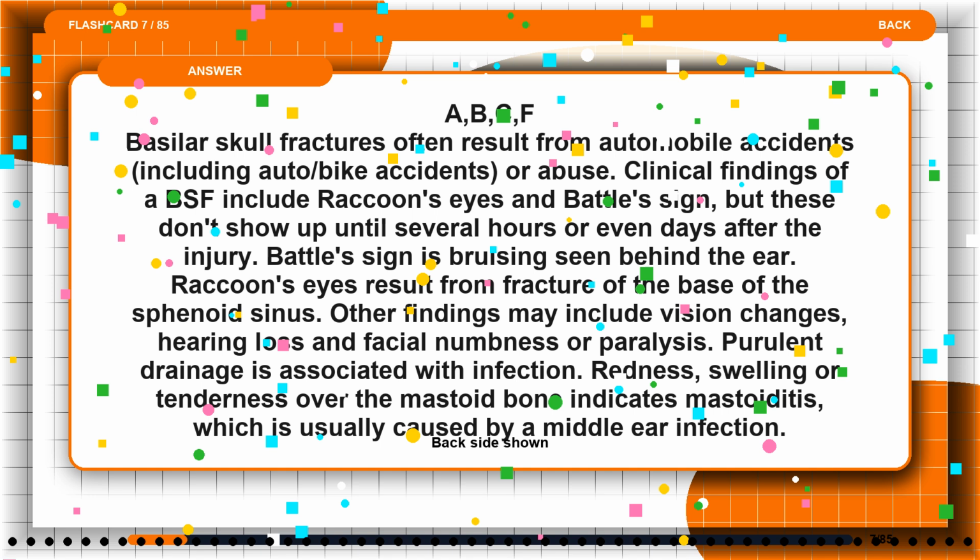Purulent drainage is associated with infection. Redness, swelling, or tenderness over the mastoid bone indicates mastoiditis, which is usually caused by a middle ear infection.